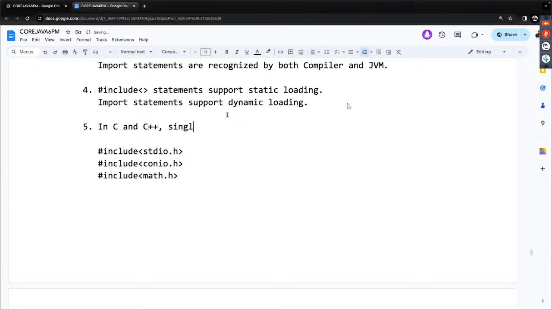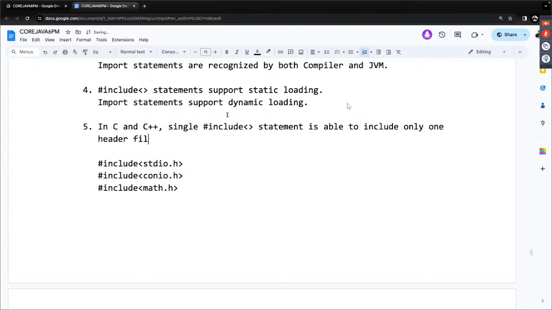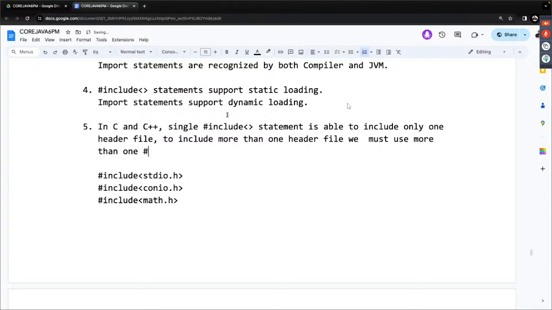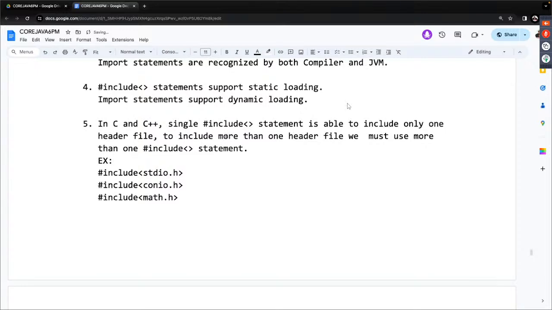A single hash include statement is able to include only one header file. To include more than one header file, we must use more than one hash include statement. Am I right or not? We must use what there? More than one hash include statement. This is a point here.